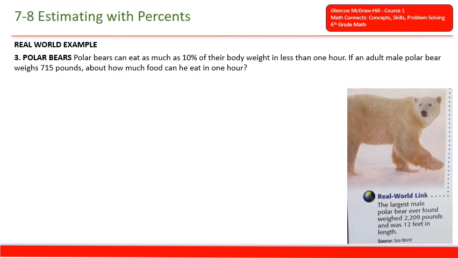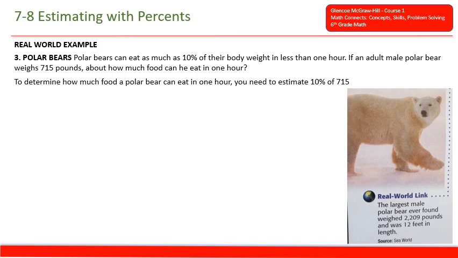Polar bears can eat as much as 10% of their body weight in less than 1 hour. If an adult male polar bear weighs 715 pounds, about how much food can he eat in 1 hour? To determine how much food a polar bear can eat in 1 hour, you need to estimate 10% of 715.